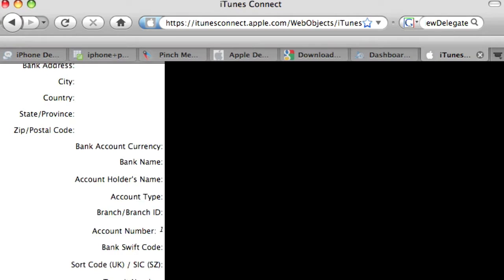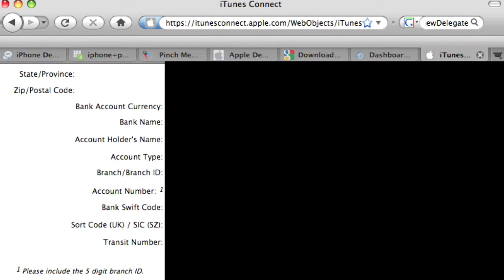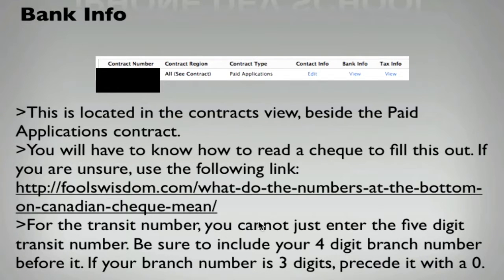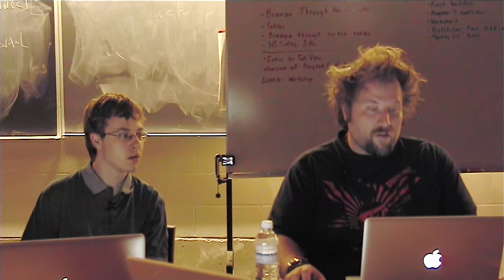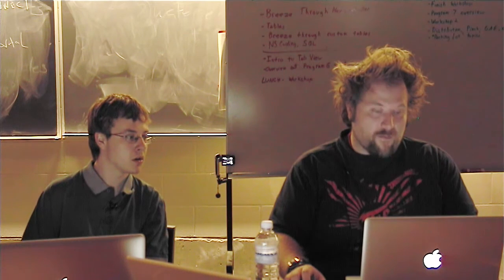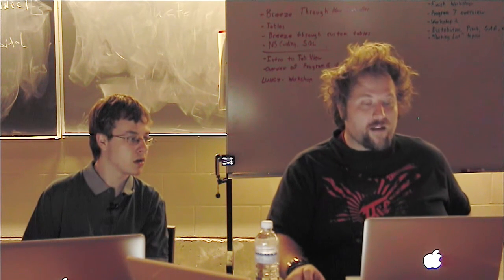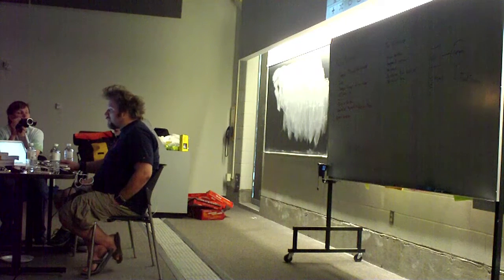This is basically account numbers, your banking SWIFT code, getting it all in there. The most important thing to note about your transit number is that you cannot just enter your 5-digit transit number. Be sure to include your 4-digit bank number before it. If your bank number is 3 digits, precede it with a 0. So I'll give you guys a little demo of what was painful for me: I could not get this form to submit because I had to add this 0. Because in the US, this 0004 is always 4 digits. It's 3 digits in Canada.